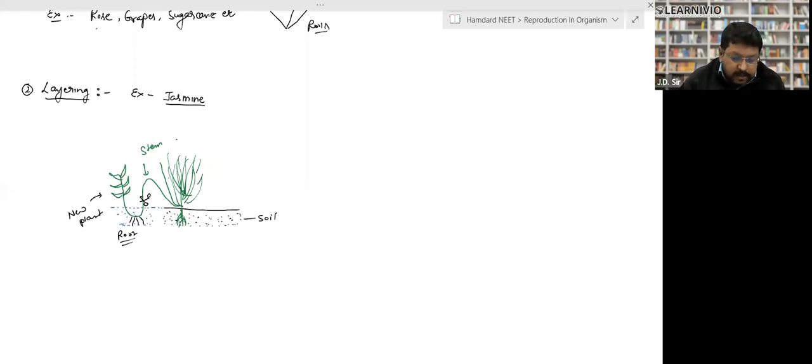Now you can write down new plant. This is the parent plant. So that's how we make the new plant of the jasmine.